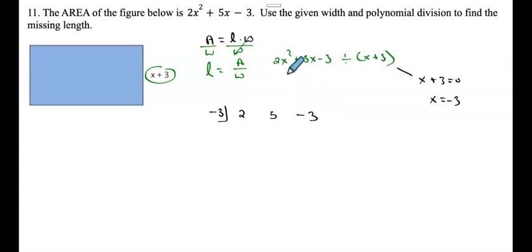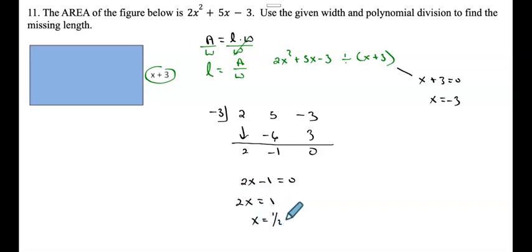If you want to do synthetic division, you don't even have to. You could definitely factor this, and it might be easier just to factor this, and you'll see that. But let's just go through the motions here. So you get negative 6, it's negative 1, 3, and 0, and then you're just left with 2x minus 1 equals 0, 2x equals 1, and x equals 1/2.